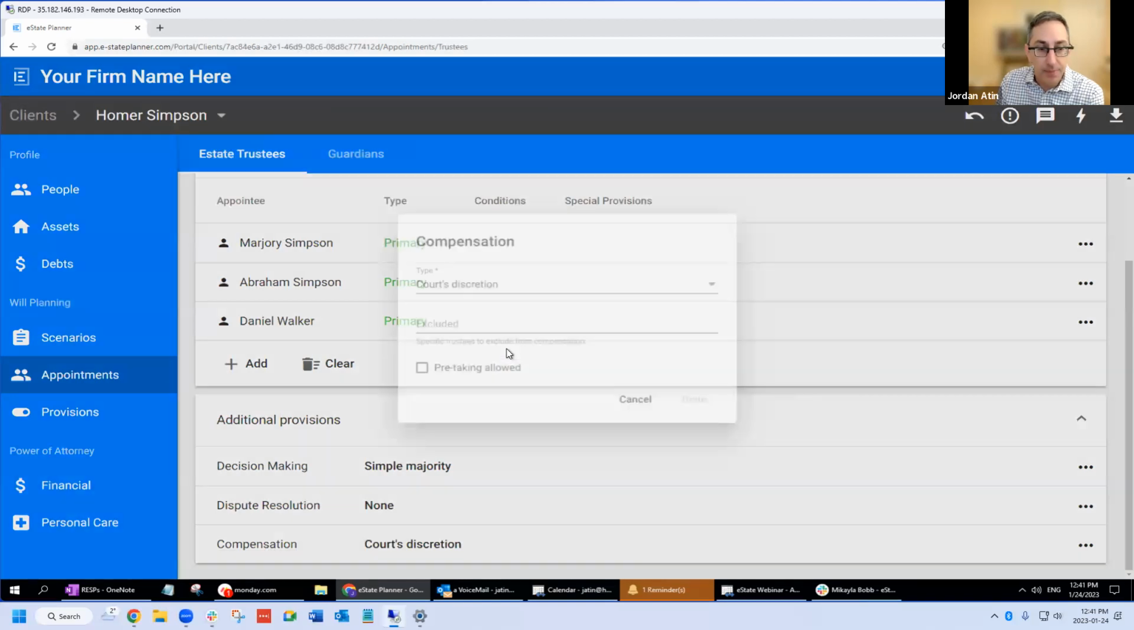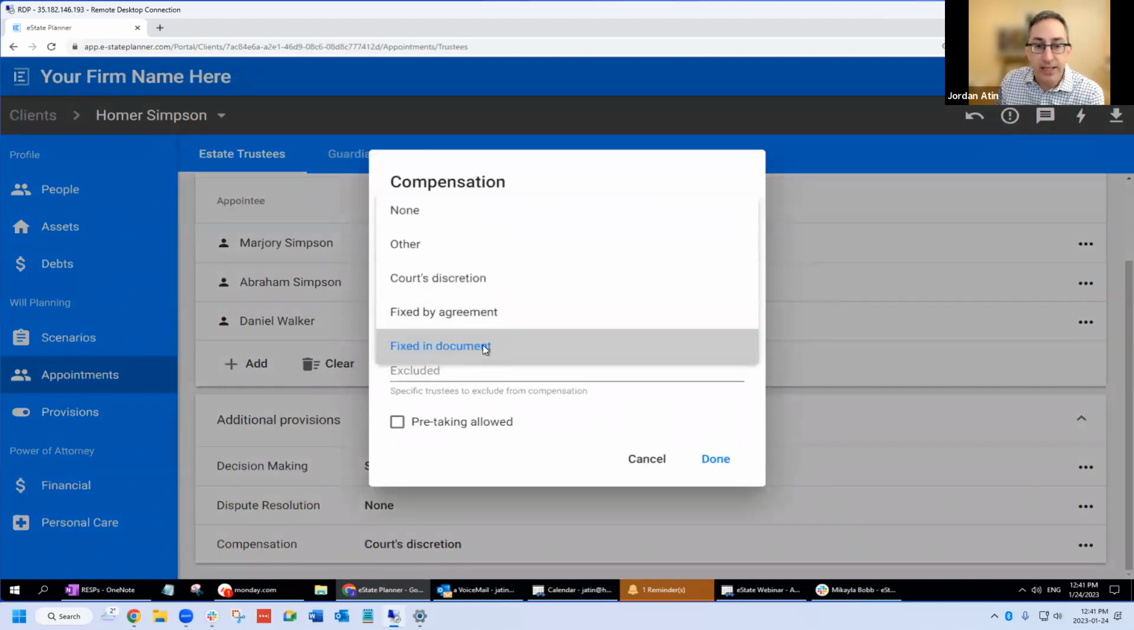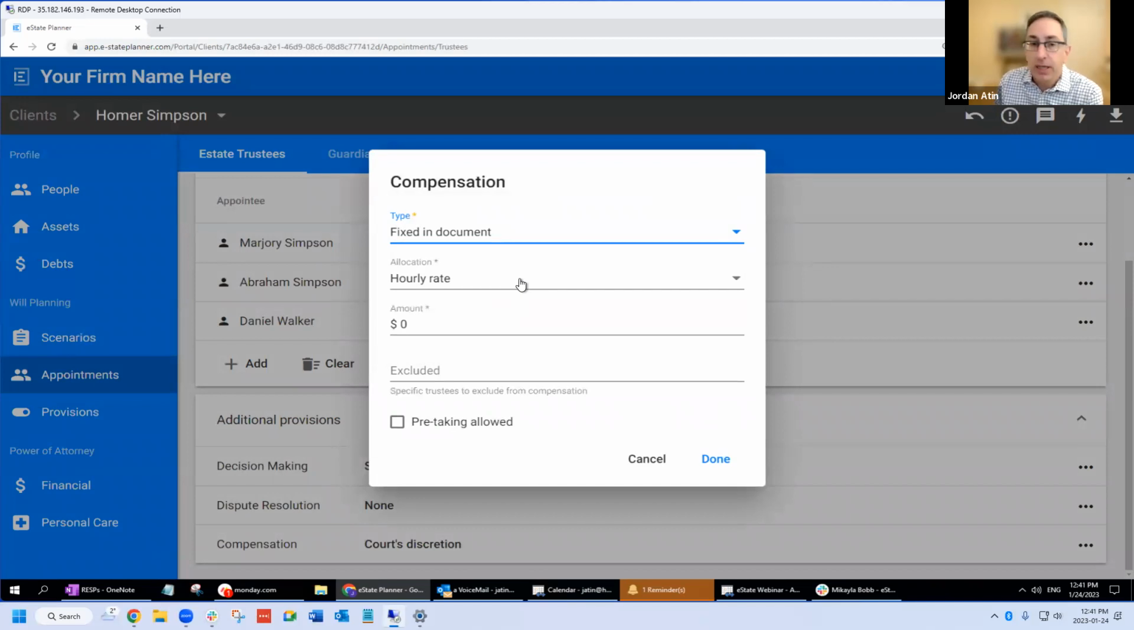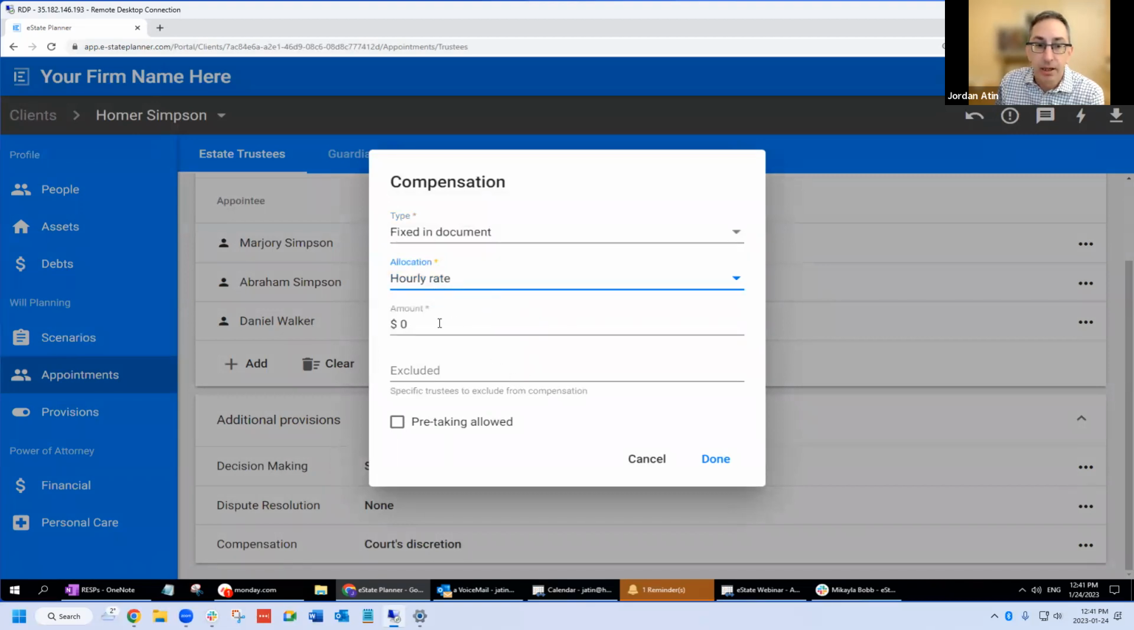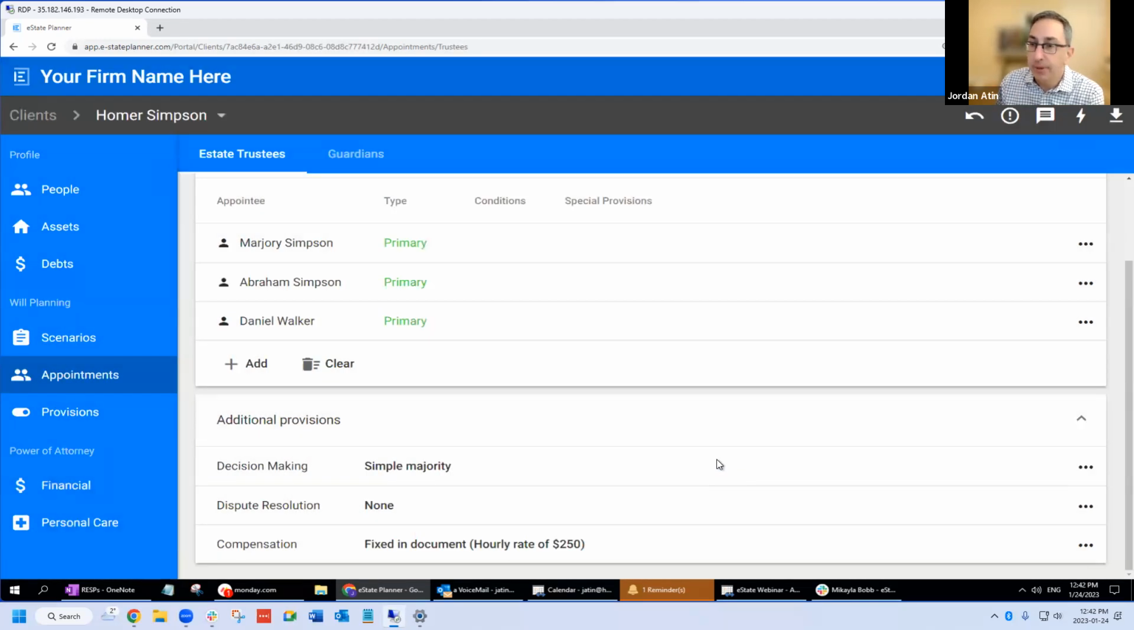The other option is where you want to fix a specific amount in the document, and you can do that on an hourly basis, a lump sum, or a percentage. You can just simply pick that from here and say, look, I want my executors to each get paid $250 an hour, and allow pre-taking, and I could go done, and that's what will happen.